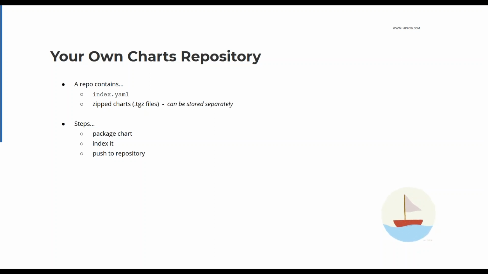The interesting thing is you don't have to store your charts in this repository. As you'll see in this presentation, I'm storing mine on GitHub, as GitHub releases. So I'm not storing the package charts themselves. I'm only storing the index.yaml file. And the steps to add something to a repository are basically you're going to package a chart, add that new chart to your index, and then push the index and possibly the chart to your repository.